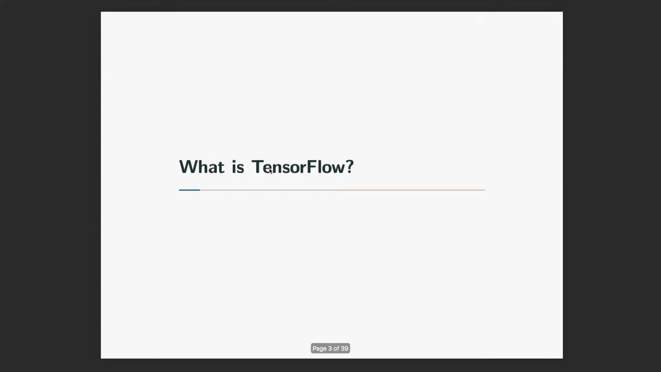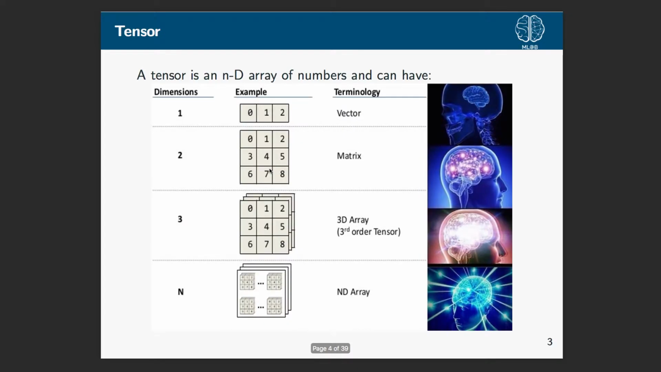So let's begin with what is TensorFlow. Before TensorFlow, we need to understand what a tensor is. A tensor is an n-dimensional array of numbers. One dimension is a vector, two dimensions is a matrix, and three dimensions and above, we call a tensor.